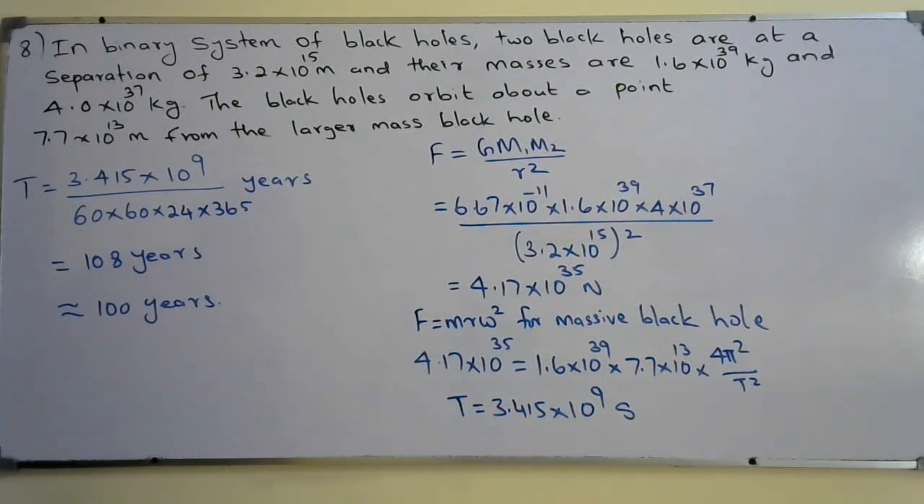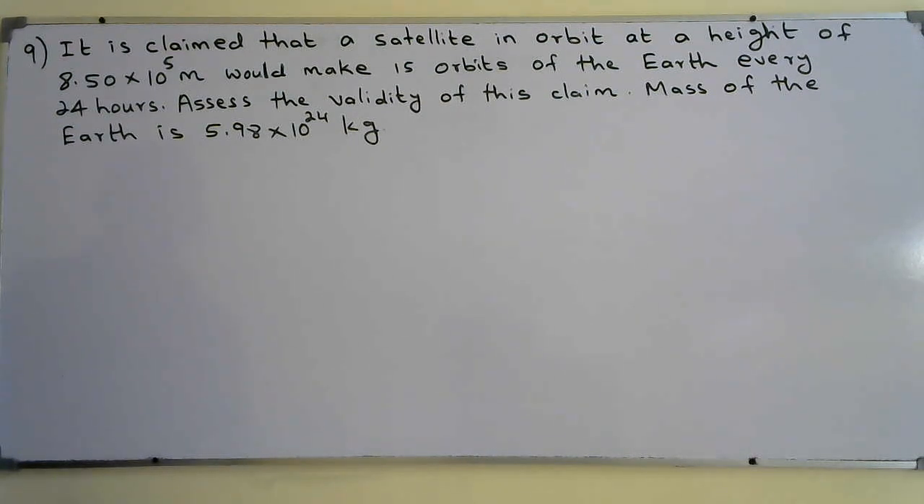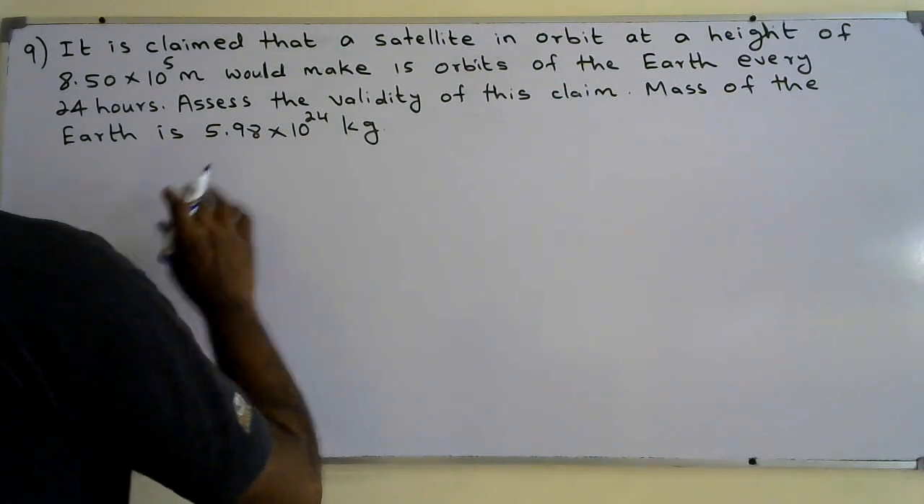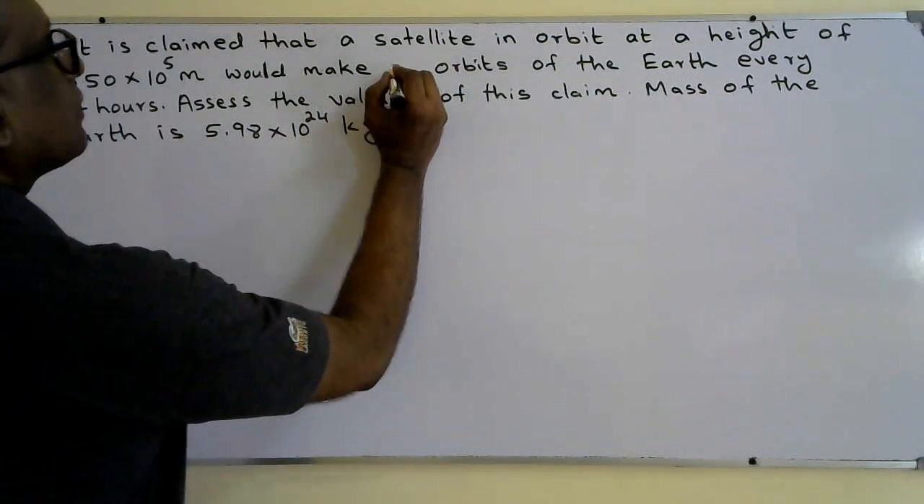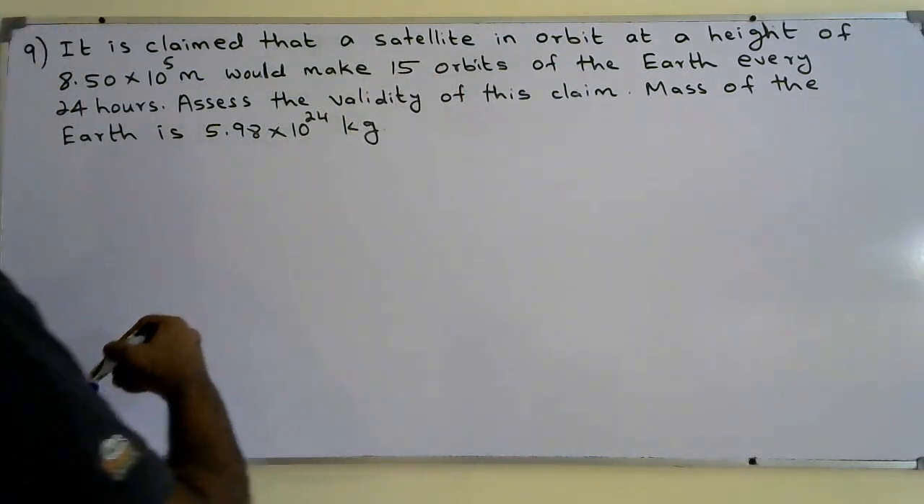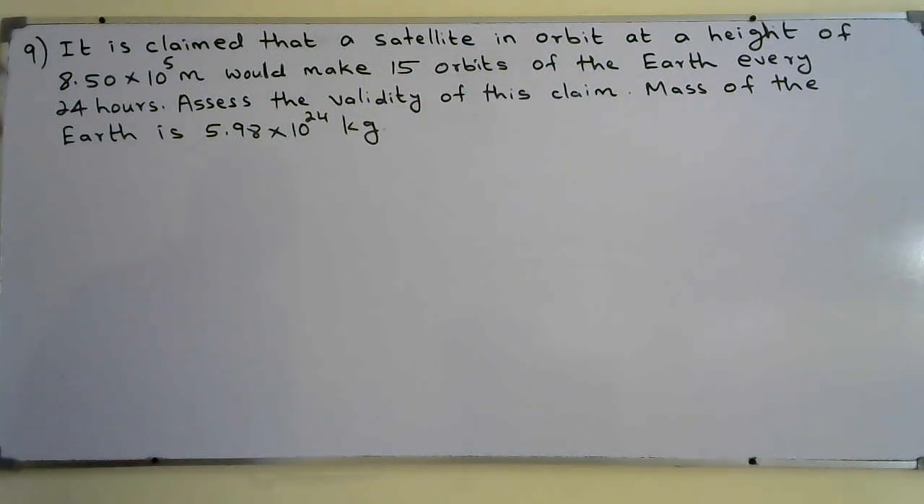Okay, so the ninth question: it is claimed that a satellite in orbit at a height of 8.50 × 10^5 meters would make 15 orbits of the Earth every 24 hours. Assess the validity of this claim. The mass of the Earth is 5.98 × 10^24 kilograms.